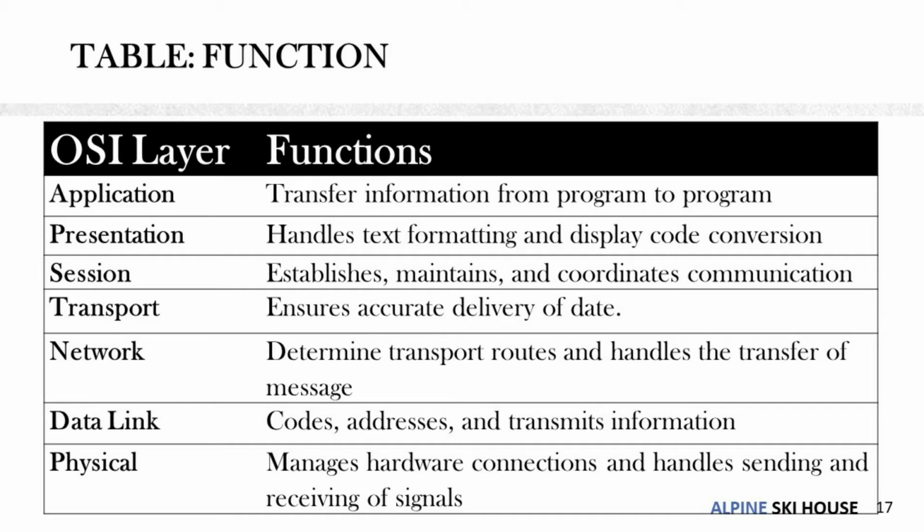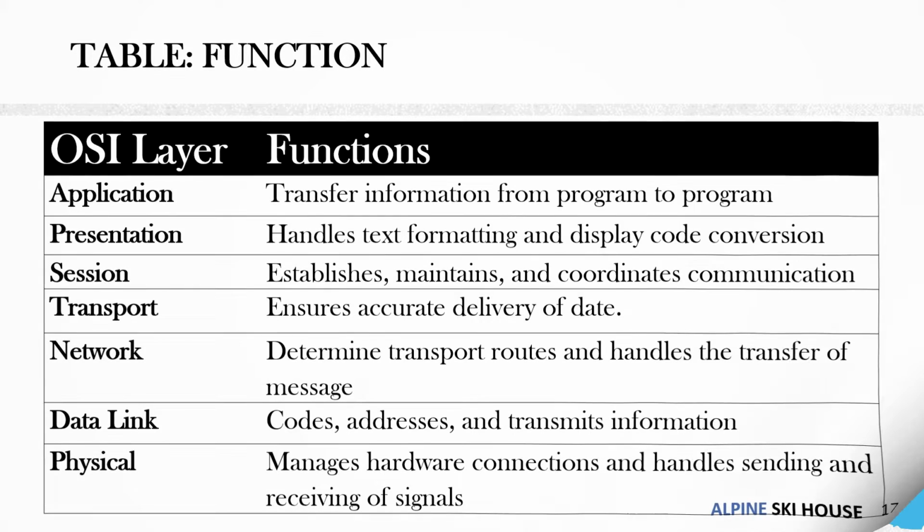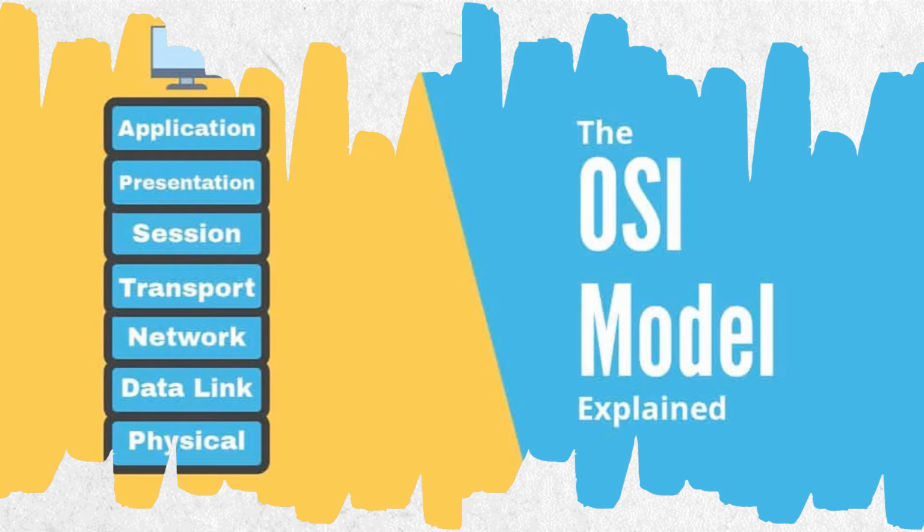The application layer is responsible for transferring information from program to program. The presentation layer is responsible for handling text formatting and display code conversion. The session layer establishes, maintains, and coordinates communication. The transport layer ensures accurate delivery of data. The network layer determines transport routes and handles the transfer of messages. The data link layer handles codes, addresses, and transmits information. The physical layer manages hardware connections and handles sending and receiving signals. Here are some things you need to remember in each layer.